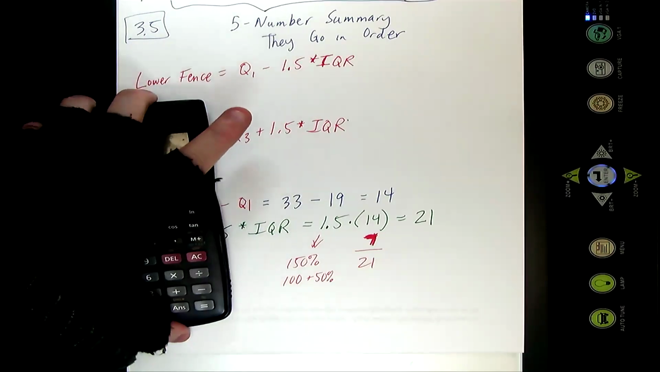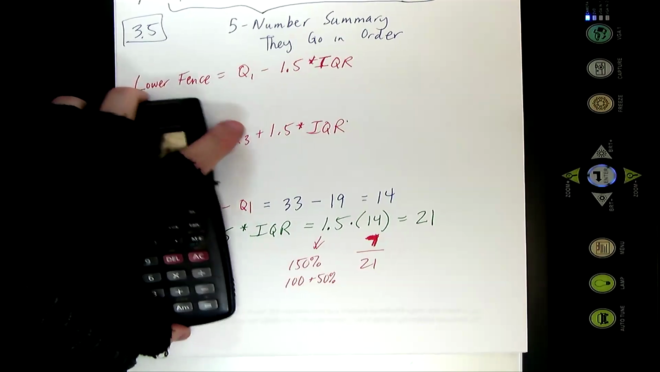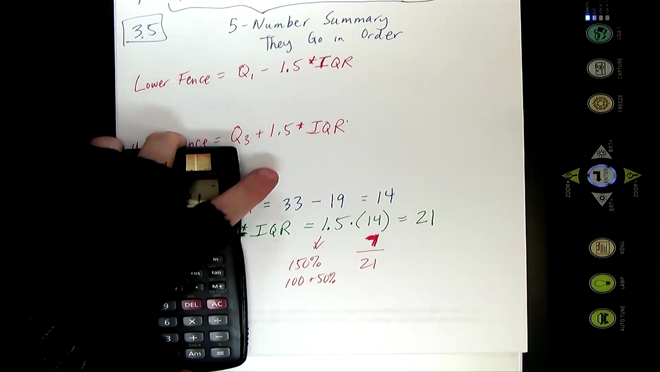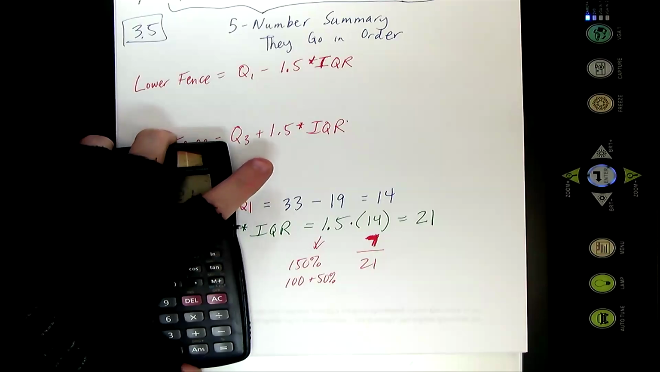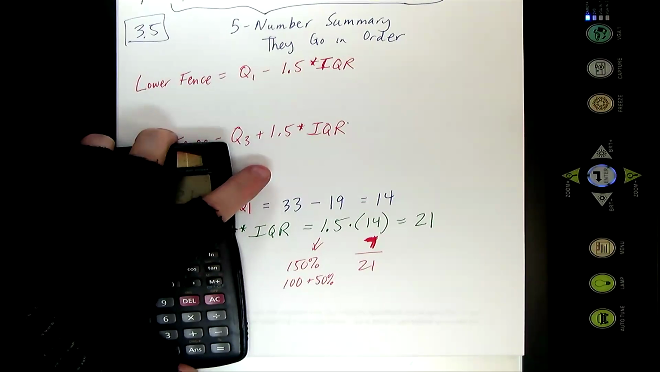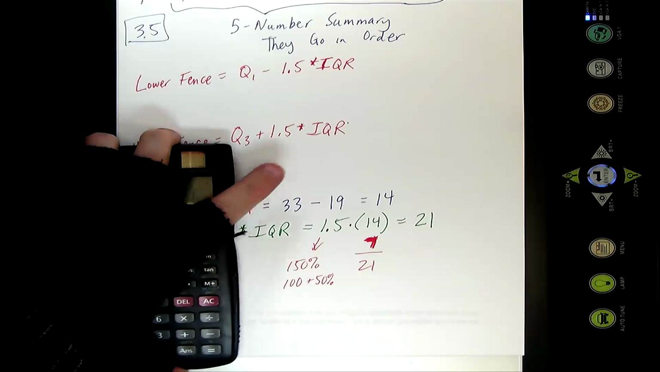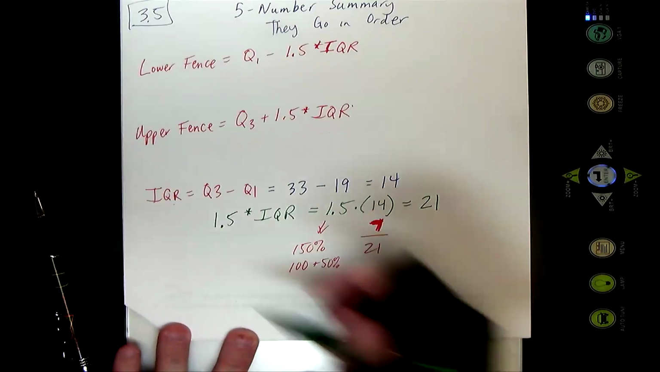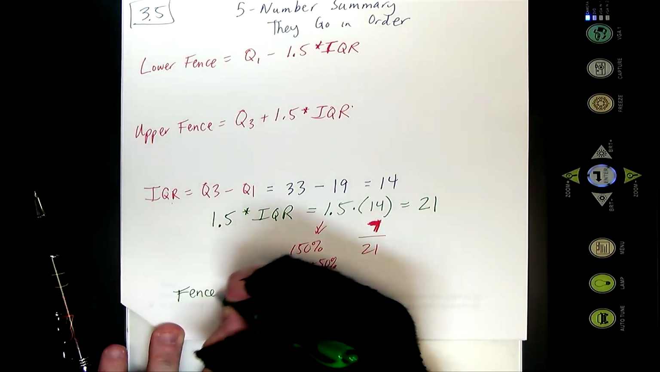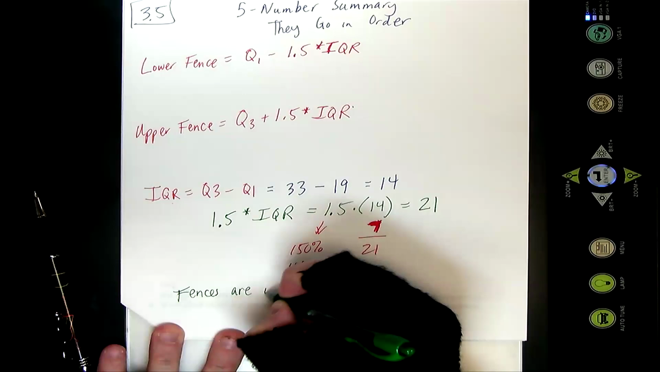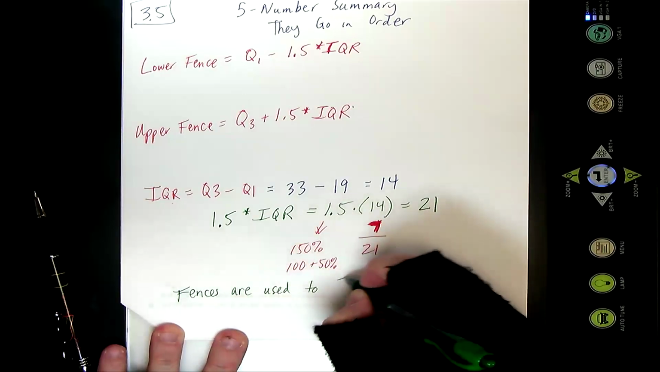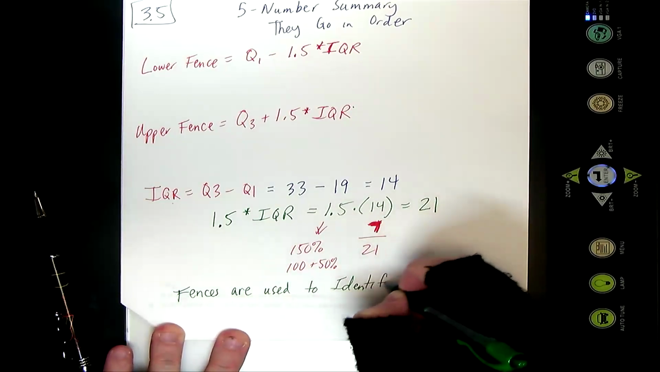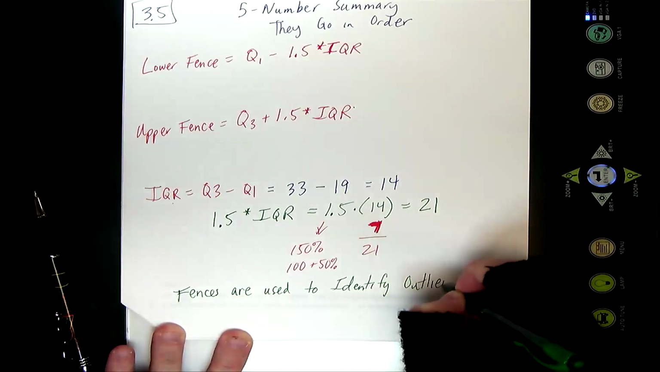When you use this, it's more helpful for knowing what's happening, where it's coming from. When you do the graphing that we're about to do, the computer is going to do this part for you. It's just not going to tell you what these fences are. The fences are used to identify outliers, and StatCrunch will do this for you.